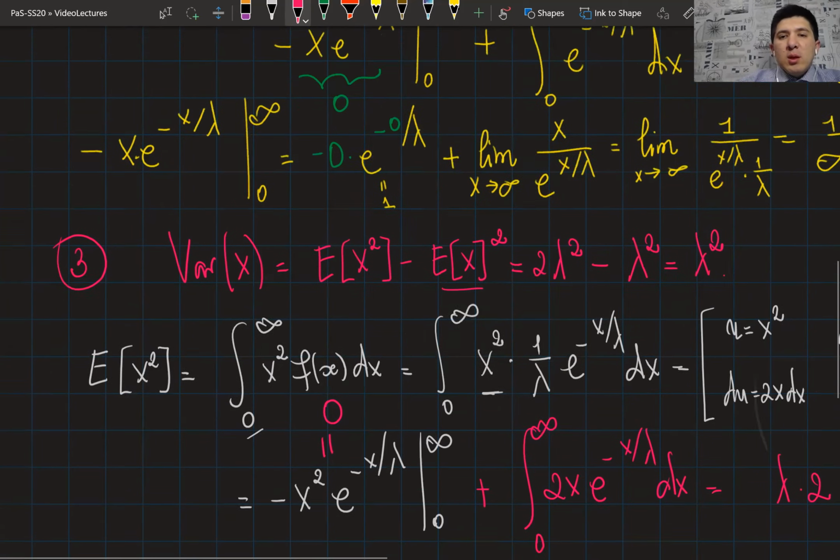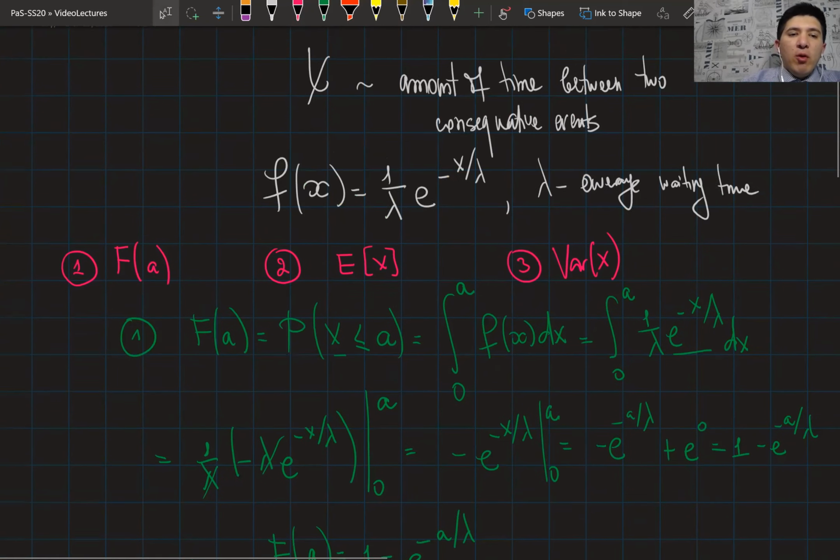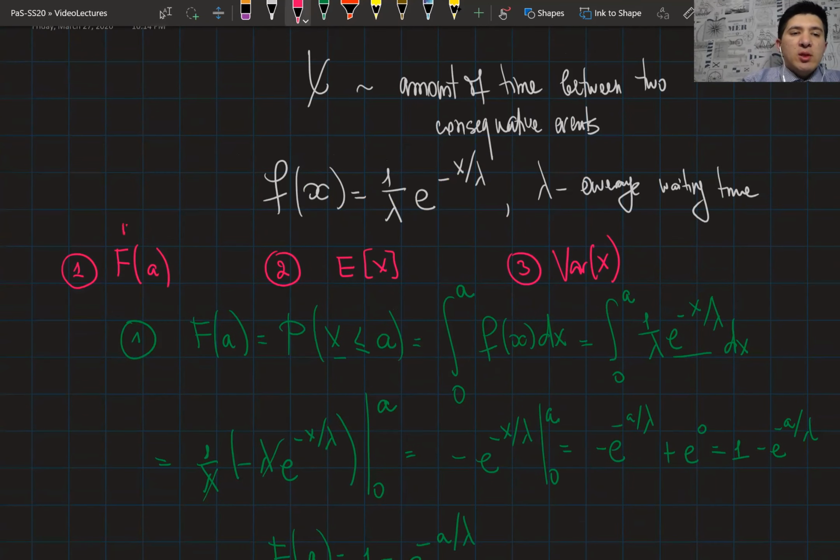So in this video lecture, we have obtained three formulas. First, F of a, which is 1 minus e to the power of minus a over lambda. Second, the formula for the expected value, which is equal to lambda. And third, the formula for the variance, which is equal to lambda squared.